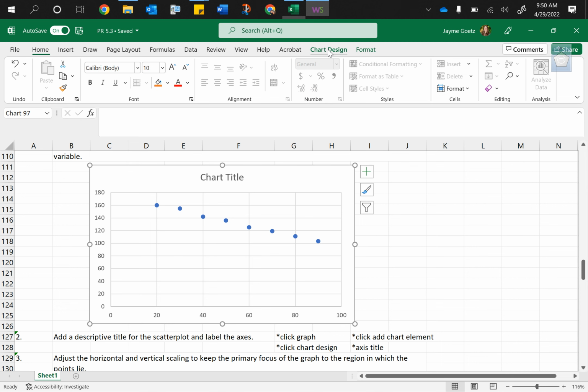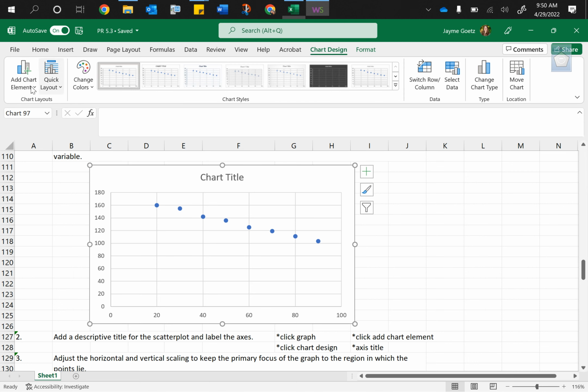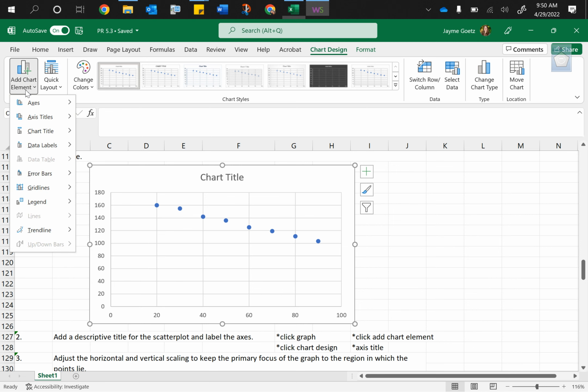So click on the graph. You want Chart Design, and then you want Add Chart Element. That's over here on the left. We're going to use that button a lot. When you click on Add Chart Element, we want to go down to Axis Title. Axis Title. Okay?